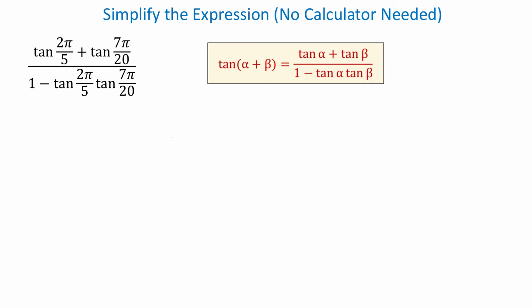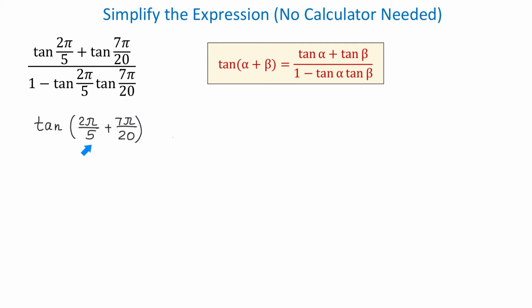We also have to be able to see that this expression matches the formula tangent of alpha plus tangent of beta over 1 minus tangent of alpha tangent of beta. This expression equals tangent of alpha plus beta. Then, if in our expression alpha is 2 pi over 5 and beta is 7 pi over 20, then we can write it as tangent of 2 pi over 5 plus 7 pi over 20.